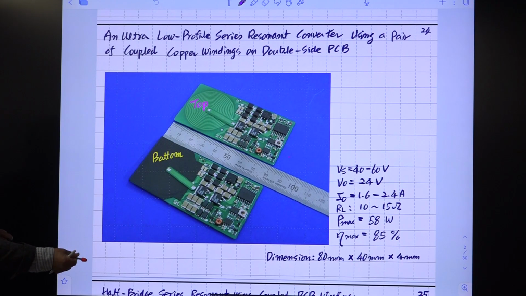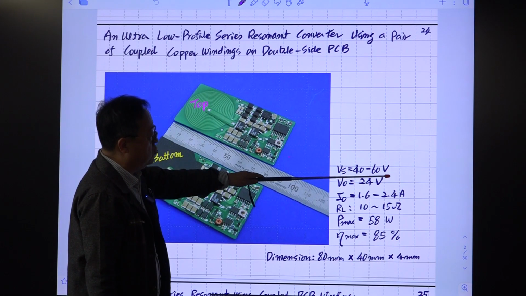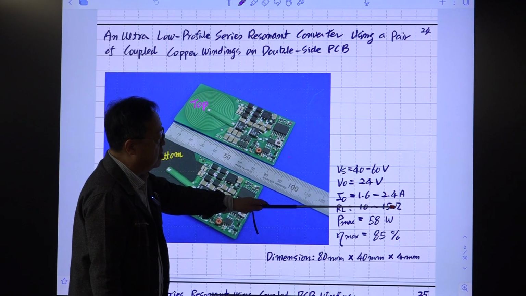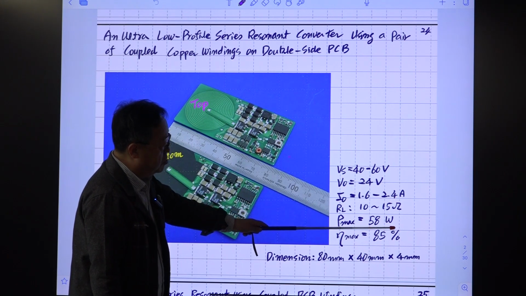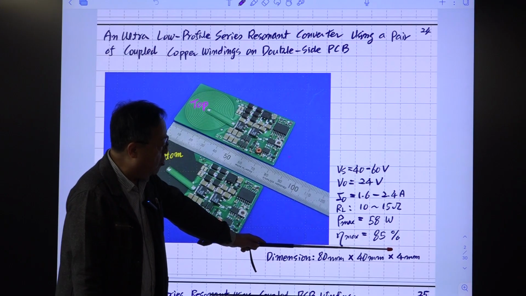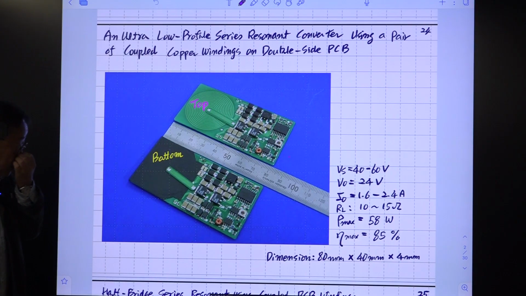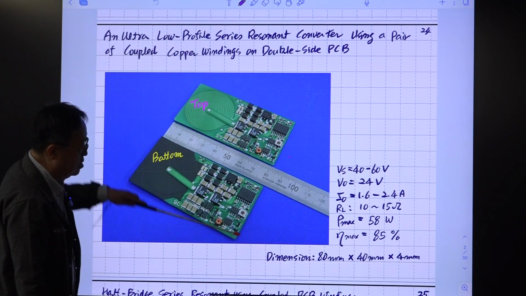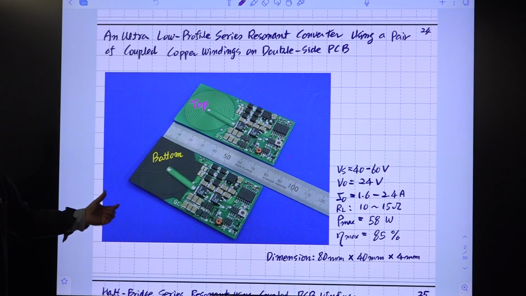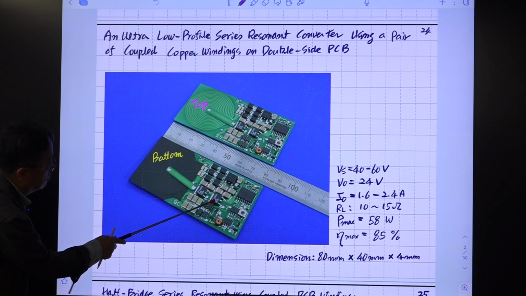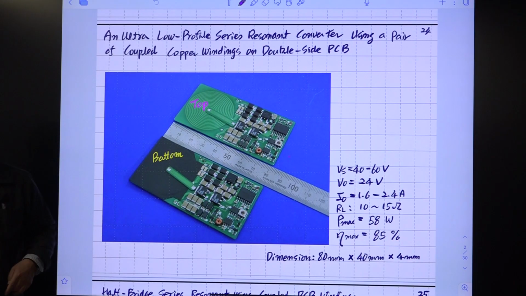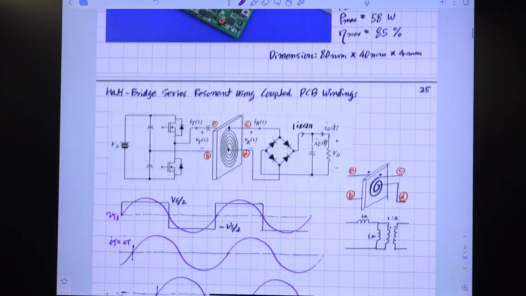The input voltage of this converter was 40 to 60. Output voltage was 24, and this is the output current. The maximum power was about 60 watts, and the average efficiency was 80%. And the dimension is this: the length, width, and height. The height is taken from this gate, these MOSFET switches, and some ICs. All right. So we'll go through all the details about the implementation of this, and we'll review our previous analysis of the circuit behavior of this converter.